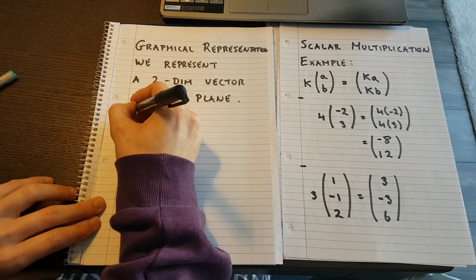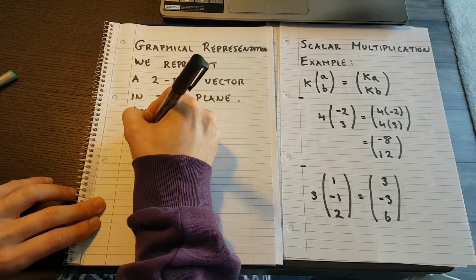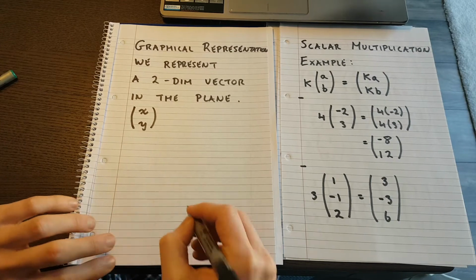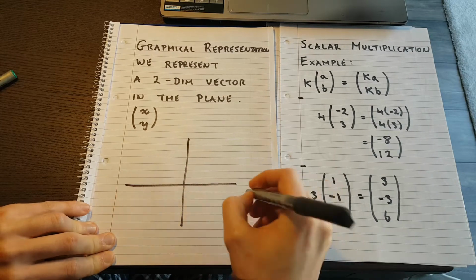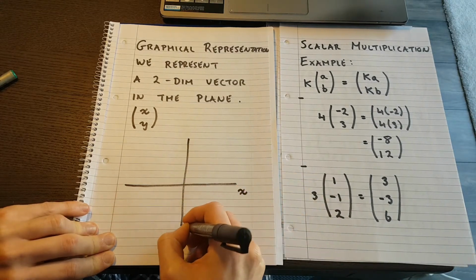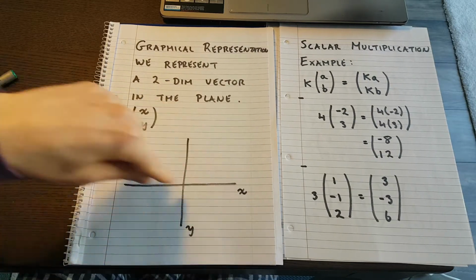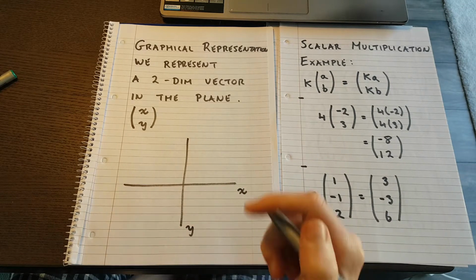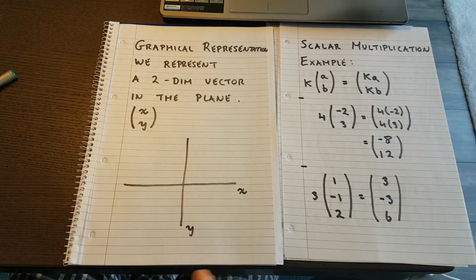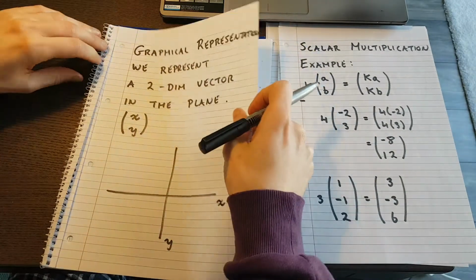If I have a vector here, which is x with y, well then its position goes in the plane here. I have x and y axes here, and the x position tells me the left and right position, the y number tells me the up and down position, and then I draw an arrow to that point. So this is my plane. Let's do an example of a graphical representation.